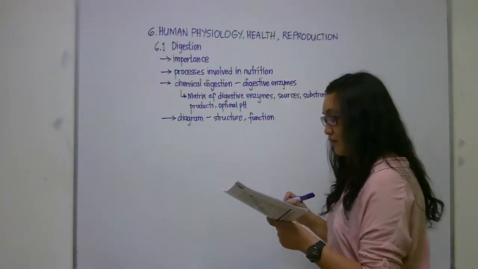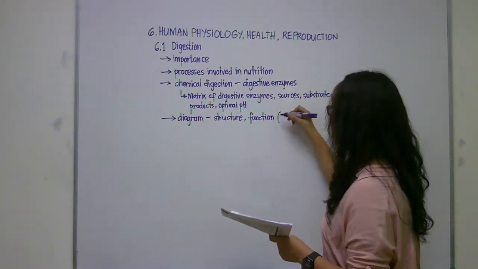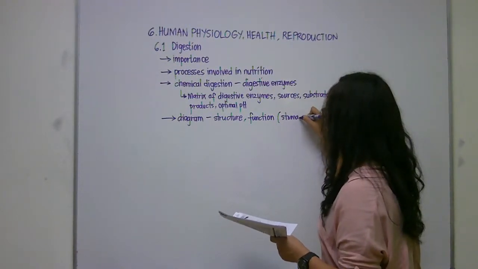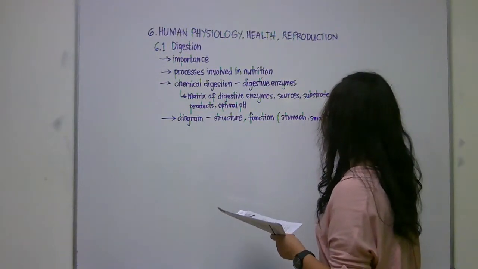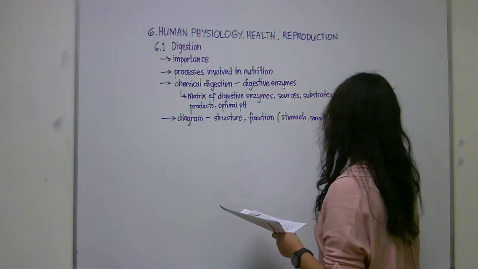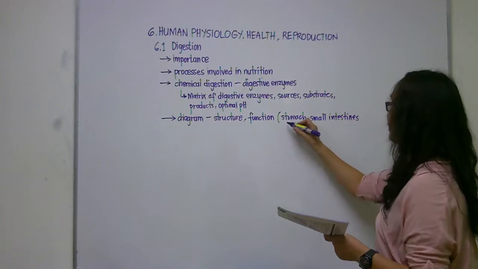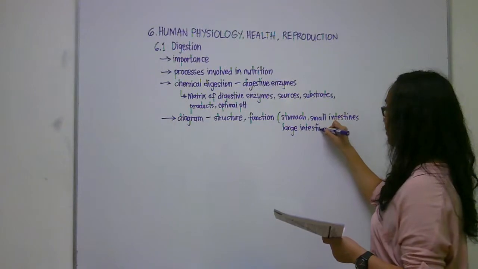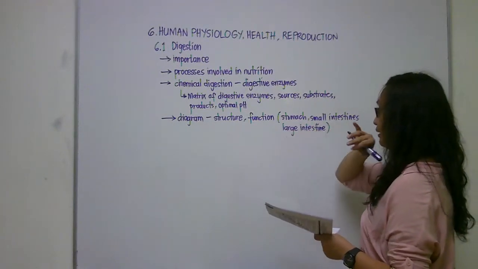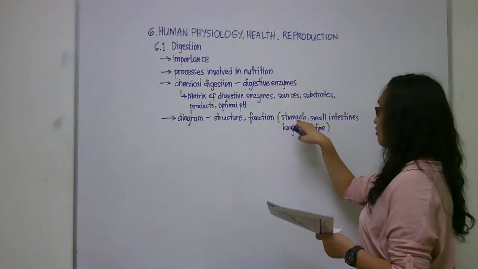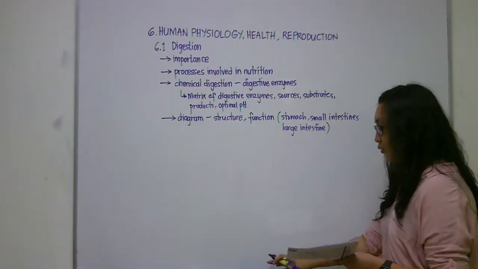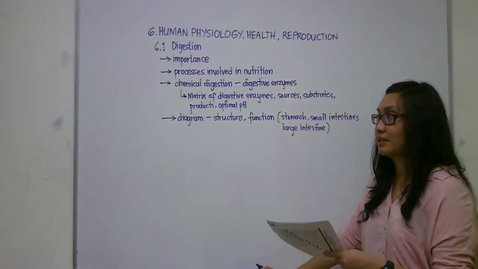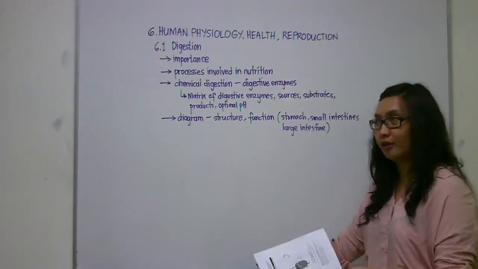Once they have identified and labeled the structures, they have to identify the function of each structure. More importantly, the function of these organs, especially the stomach, small intestines, and large intestines. I think knowing the function of these three major organs is only applicable for SL students, but of course HL students need to learn more structure.